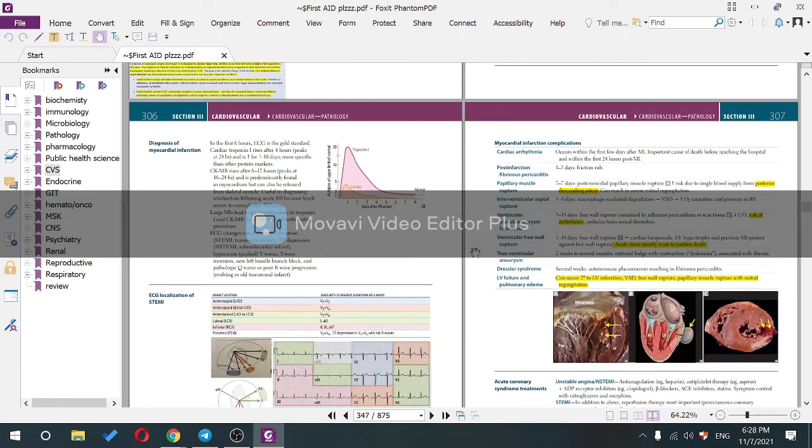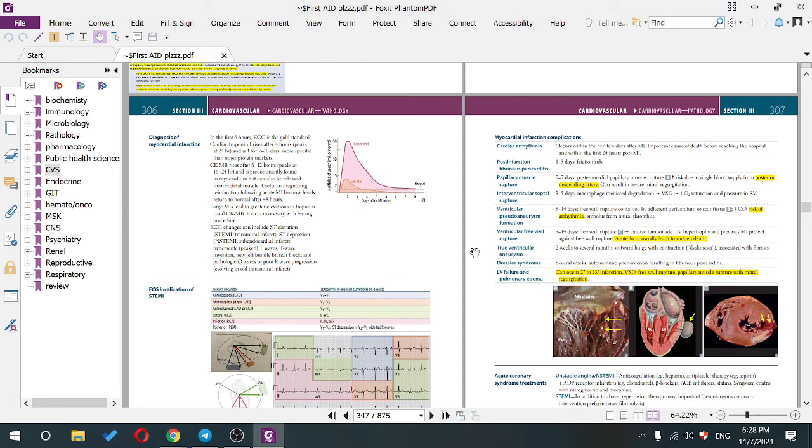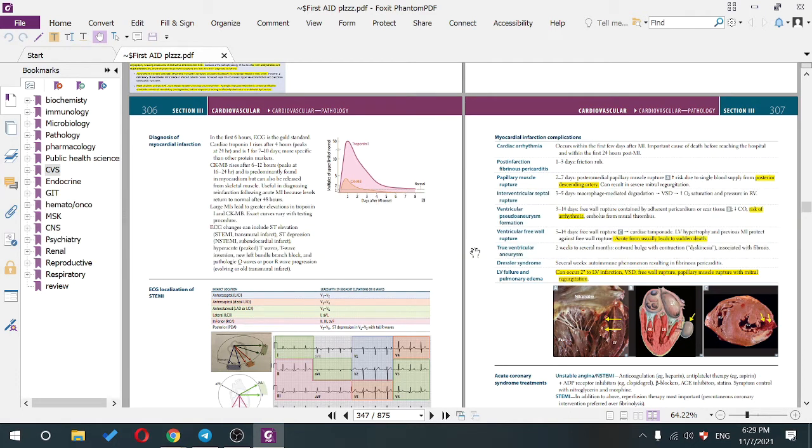And by the way, guys, can you tell me, please, just like a quick fact, if I stop supplying the heart with blood, how long does it take until the heart becomes stunned and stops contracting? After an MI, how long does it take the heart to stop contracting?